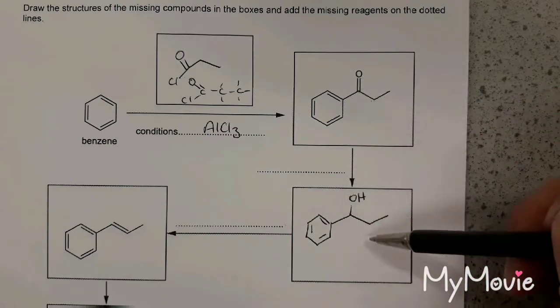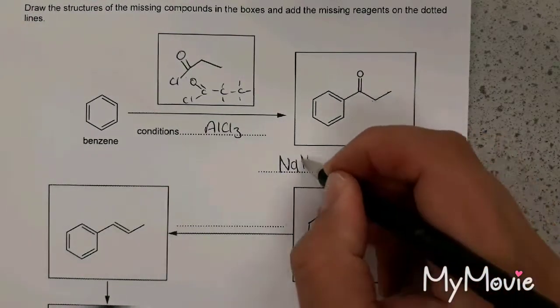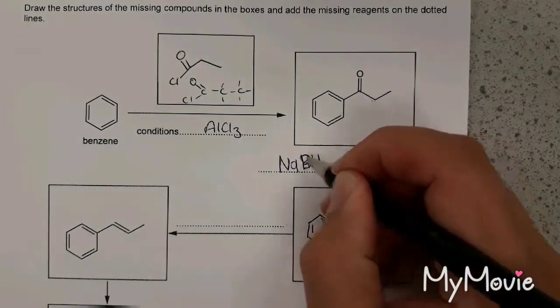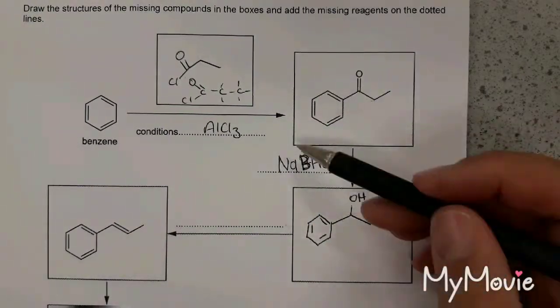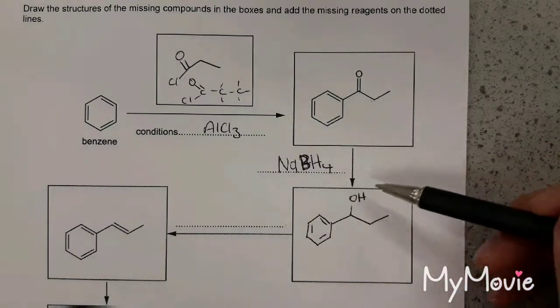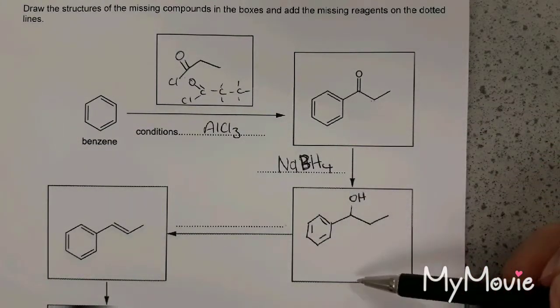How would I reduce a ketone to a secondary alcohol? Well, that is done by sodium borohydride. Oops, I missed the B out. NaBH4, sodium borohydride, or sodium tetrahydroborate. It's got a whole variety of different names. Just remember NaBH4. So that's the middle bit finished.